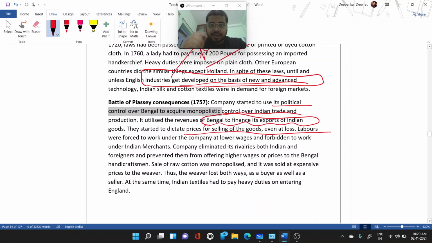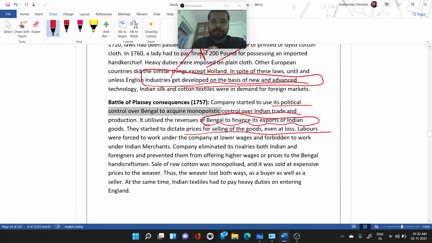They raised the price of the Indian goods from the market. And now what happens due to that? They restricted Indian handicrafts from working, and the people were forced to work with the British industrial workers, and even then they were working at a cheap price. Okay, so now what happened?